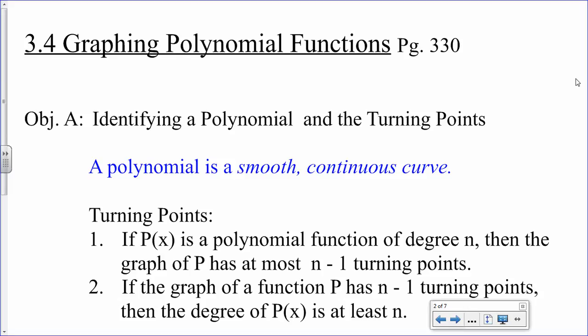So 3.4 is graphing polynomial functions. So polynomial functions are functions that have integer exponents. They're a smooth, continuous curve. The turning points are those relative minimums and maximums.